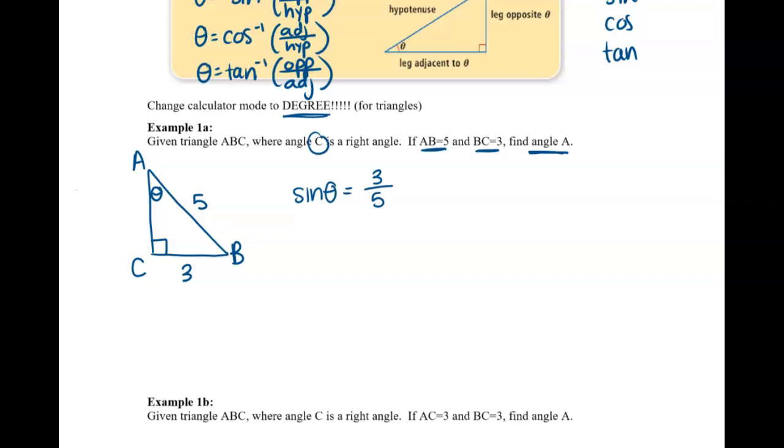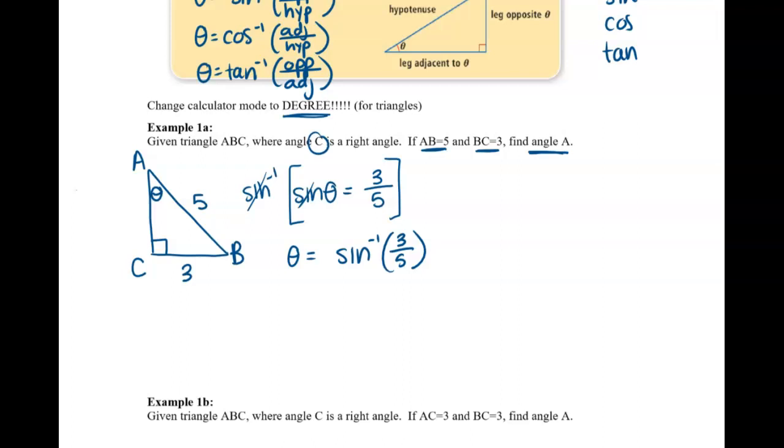And essentially what we're doing, we want theta by itself, and to cancel out sine, we do inverse sine. So we will do inverse sine to both sides, and they will cancel. It's not really multiplying by anything, it's just performing an operation, kind of like to undo multiplication, you do division, and vice versa. So these will cancel. So we have theta equals inverse sine of 3 over 5.